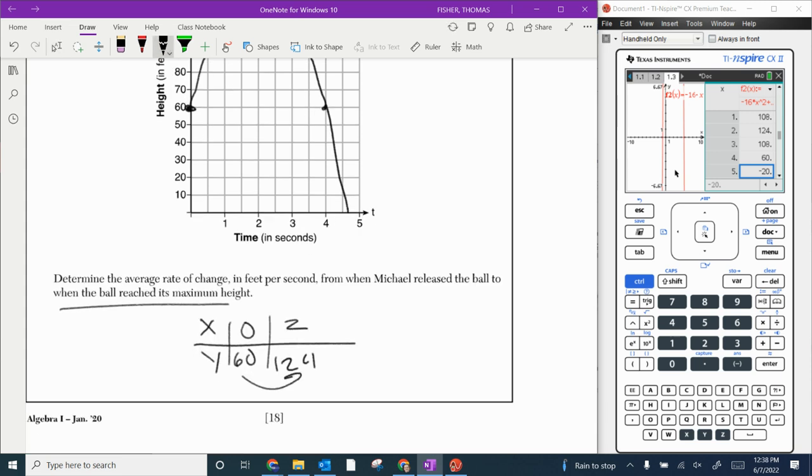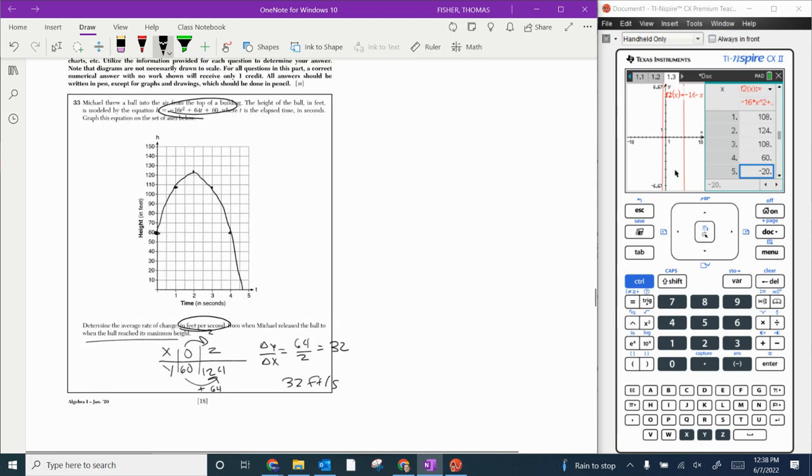So we just do from here, y change, x change. So change in y over change in x. So 124 minus 60 would be 64. And 2, so 64 over 2 is 32. So this would be, if you want to do feet per second, 32 feet per second, like it says.